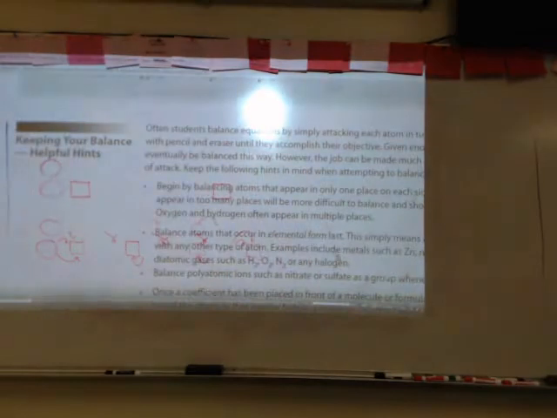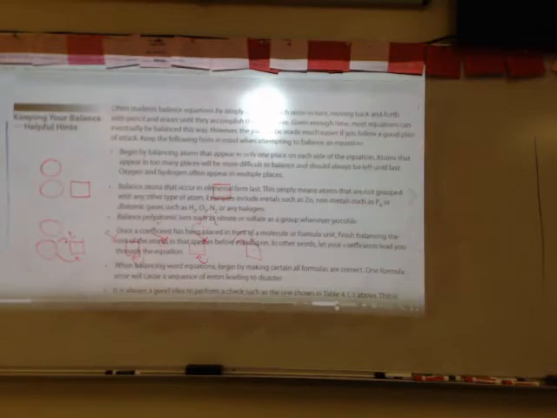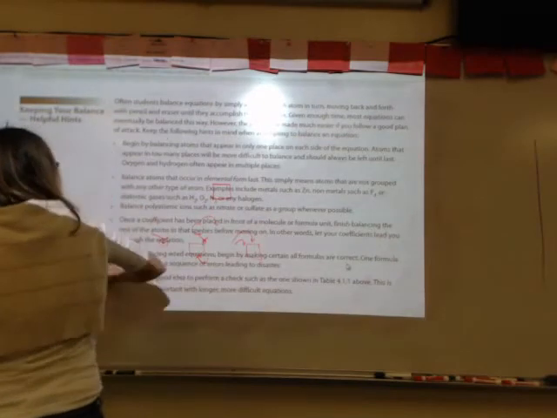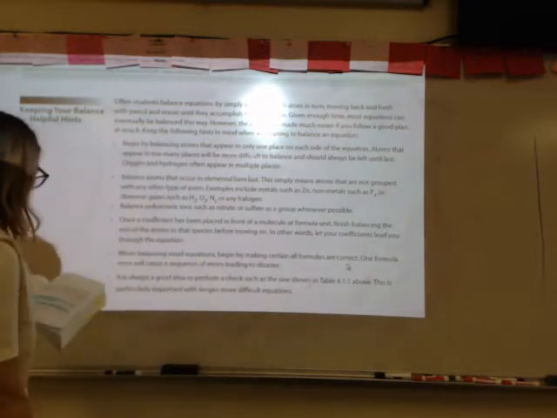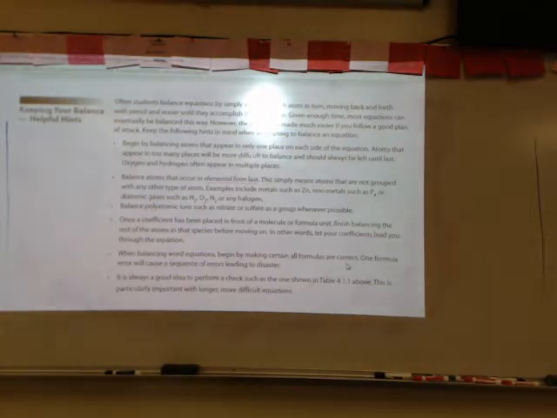Now, let me give you a few hints on balancing. You begin balancing atoms that appear in only one place on each side of the equation. And the atoms that appear in too many places are more difficult to balance, so you should leave those until the end. Oxygen and hydrogen often appear in multiple places. Balance atoms that occur in elemental form last. That means if you have pure oxygen or pure hydrogen, balance things like that last.